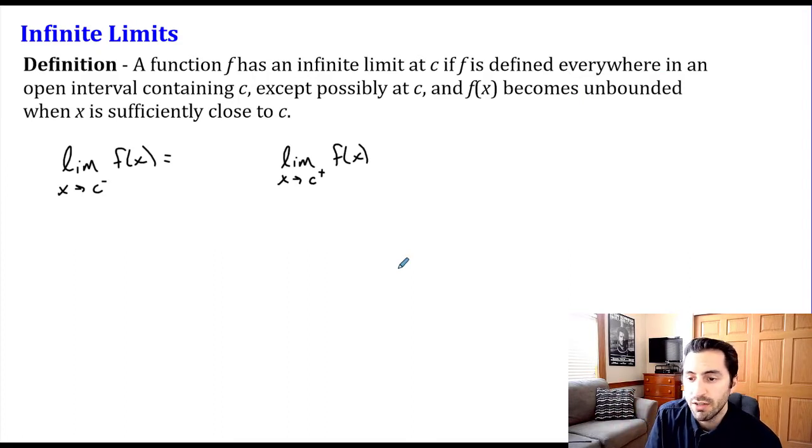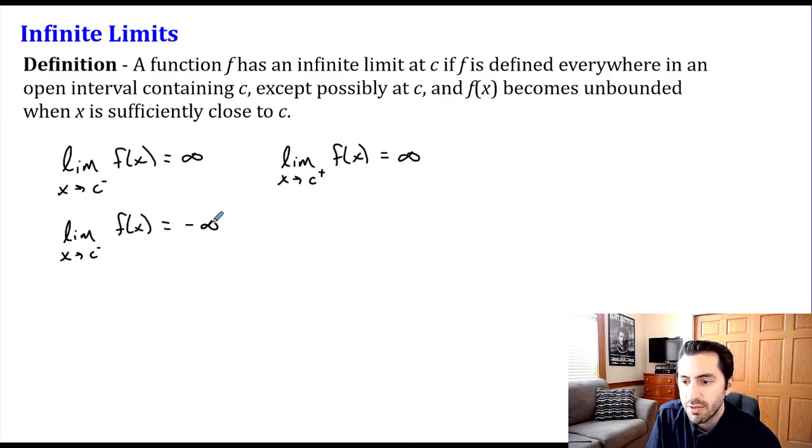So we have notation to indicate that. What we say is the limit as we approach c, this is approaching infinity. And then the same thing here, maybe this is approaching infinity. That's not the only possibility though. So maybe as we approach from the left, maybe it's becoming unbounded in the negative direction. So in this case, we would say it's approaching negative infinity. And then the same thing for the second one.